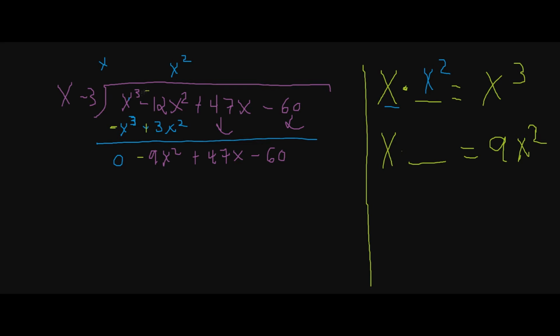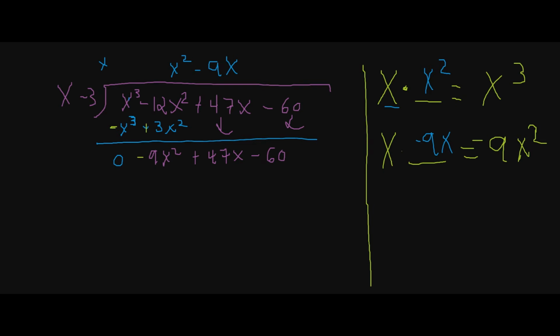There you go. Right, negative 12 plus the 3 here is going to give me negative 9, but we have an x squared attached to it, okay? So x times what gives me negative 9x squared? Well, that has to be negative 9x, right? Because the x times the x gives me the x squared, and the negative 9, well, that's just there, and so that gives me the negative 9. So that's what's going to go up here, minus 9x.